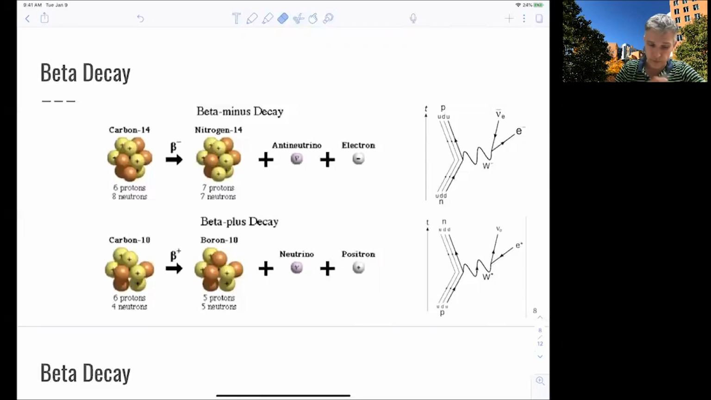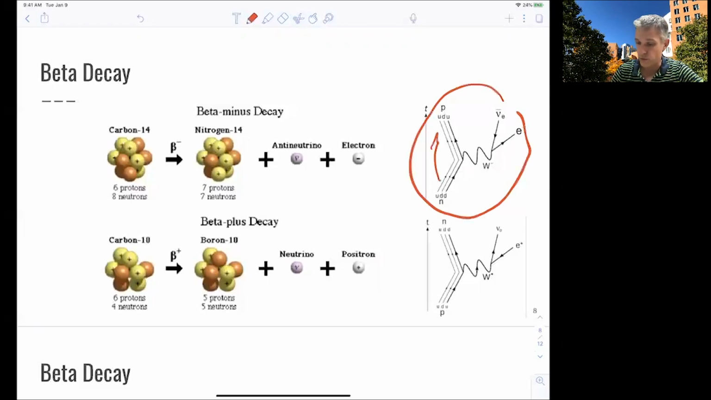But for now, carbon-14 can decay via beta decay. And what you find is nitrogen, an anti-neutrino, and an electron. This is a beta decay, or beta minus decay. And using our particle physics discussion, we can easily understand this. A neutron is transformed into a proton via electroweak processes with a W. The electron comes out, the anti-neutrino comes out. And similarly, we can look at carbon-10 decaying into boron with a neutrino and a positron. And again, here we have a W plus in the decay.